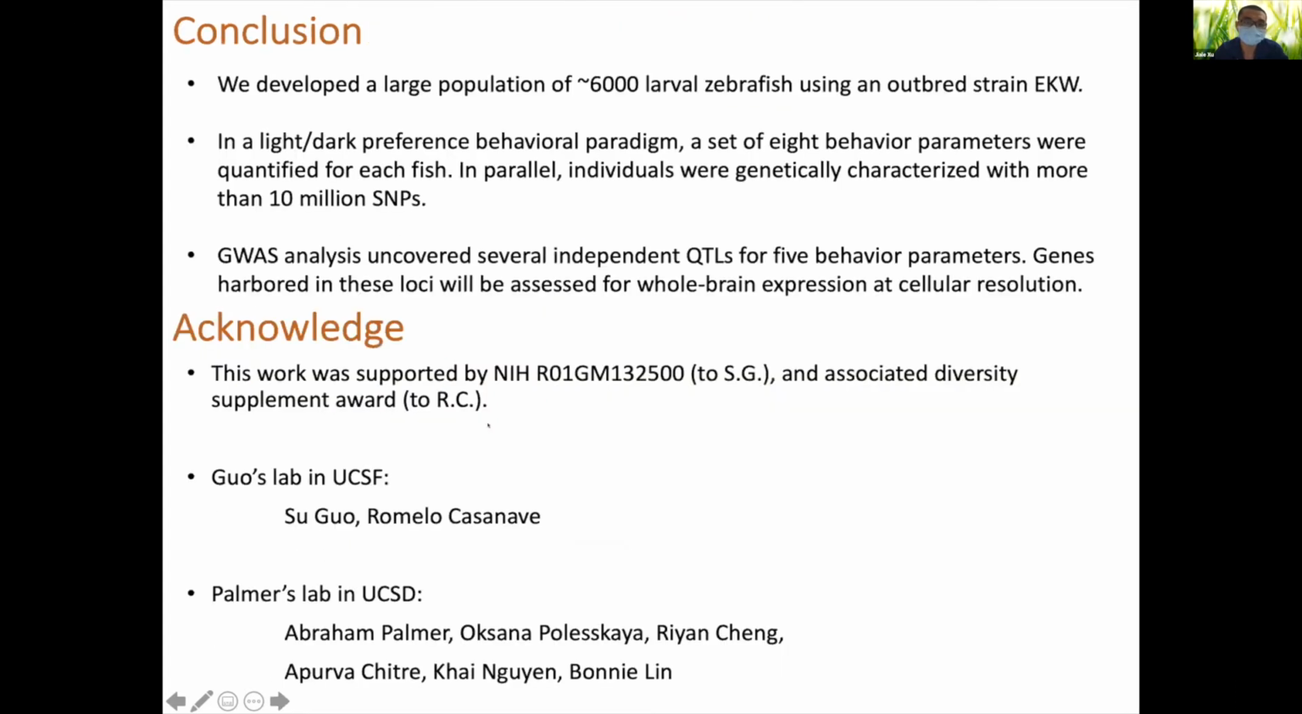So in conclusion, we have developed a large population, about 6,000 larval zebrafish, using an outbred strain, EKW. And then we phenotyped them at 6 dpf and 7 dpf in a light-dark preference behavior paradigm, using a set of 8 behavior parameters. And we also assayed the genotype with more than 10 million SNPs.